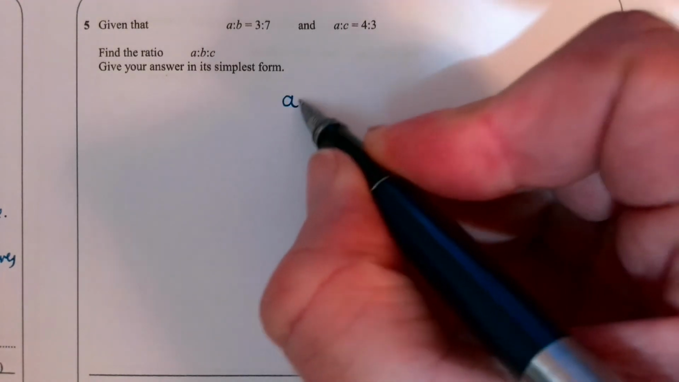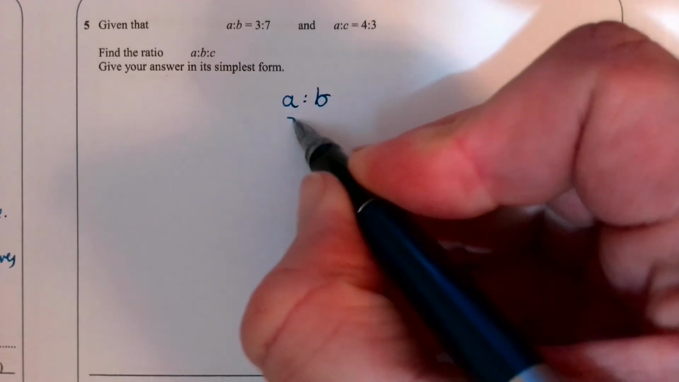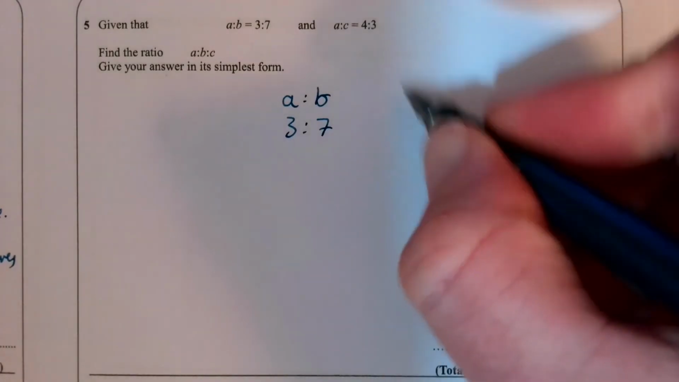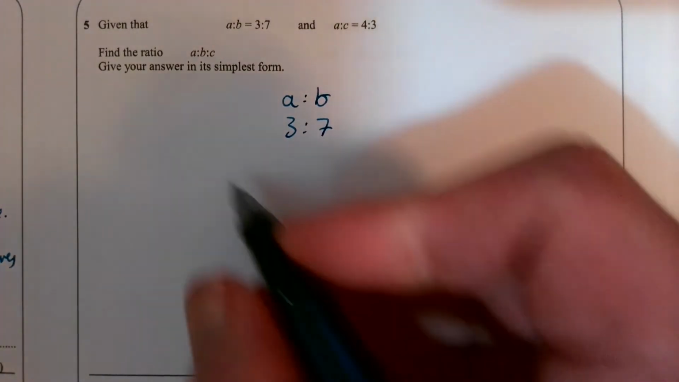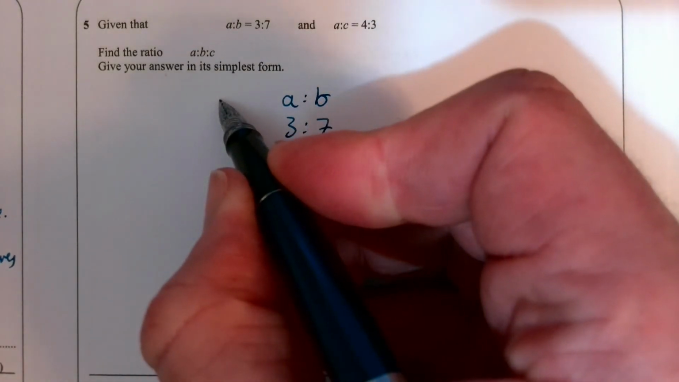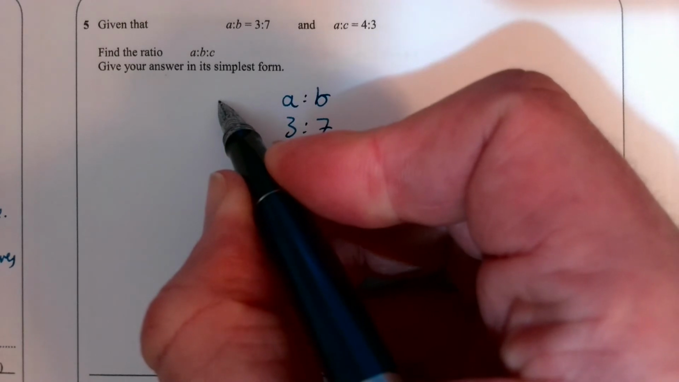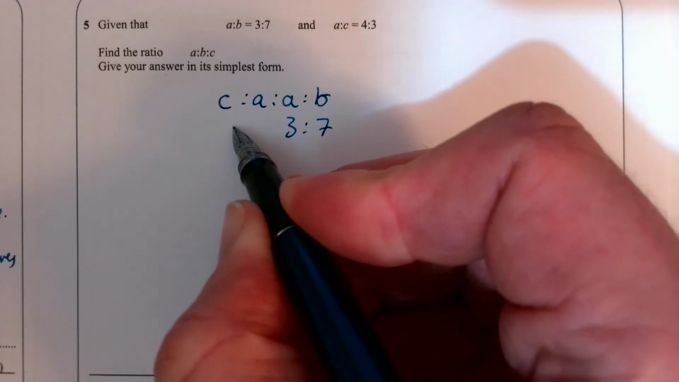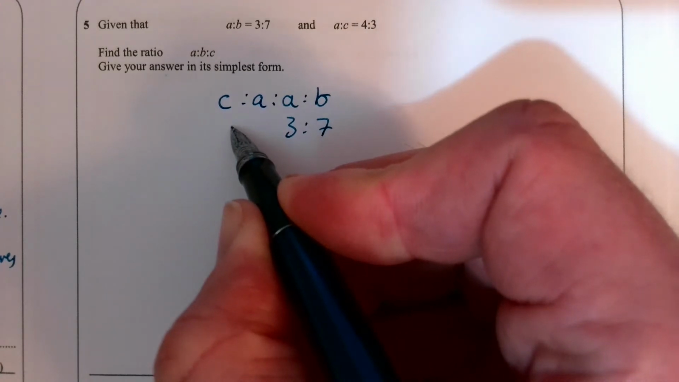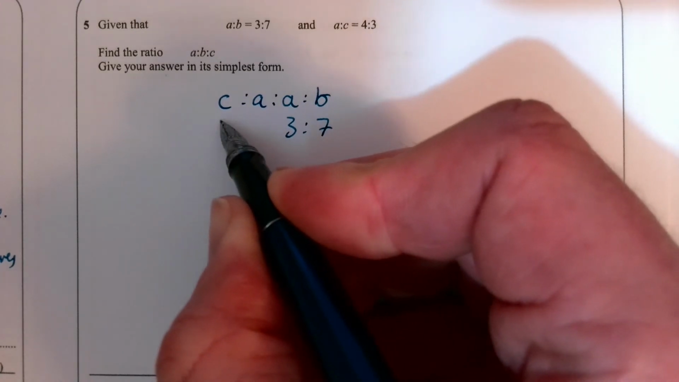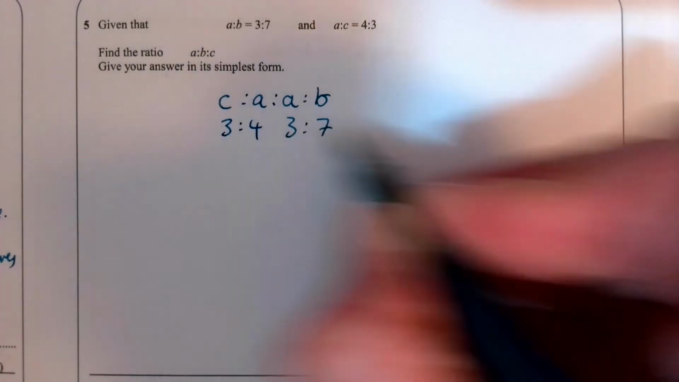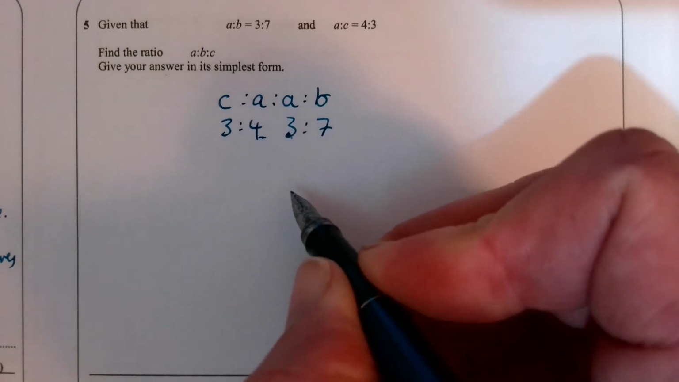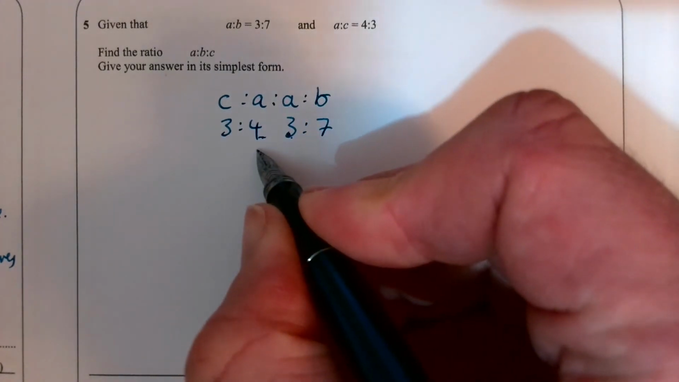So if A to B is 3 to 7, and A to C is 4 to 3. Well, I'm going to be a little bit cheeky here and go C to A, because I want to get that. Is that less confusing? Call that 3 to 4. Either way, these have got to equal the same number. Now 3 4s are 12, that's the lowest common denominator.